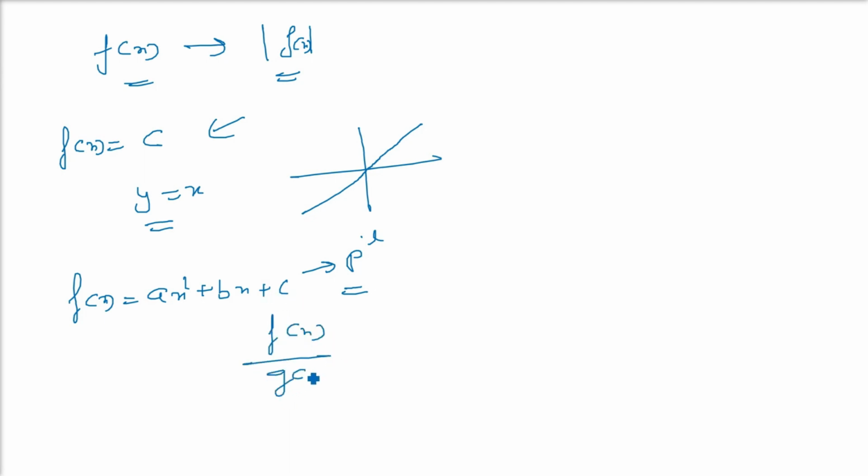Okay. So when f(x) and g(x) are continuous, what will happen? For f(x) by g(x), when we divide, we need to know the domain of g(x) also.